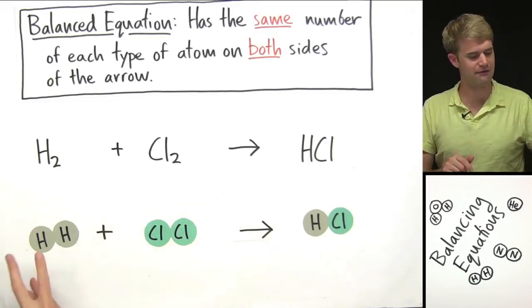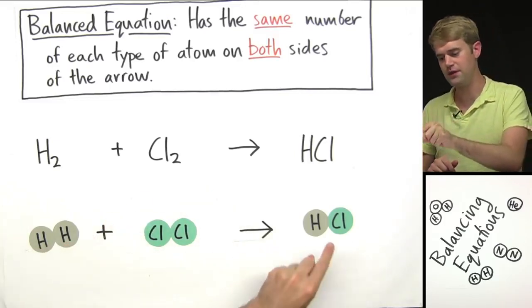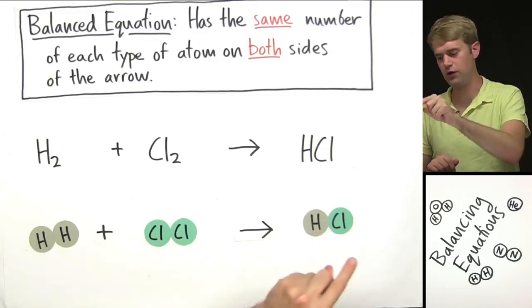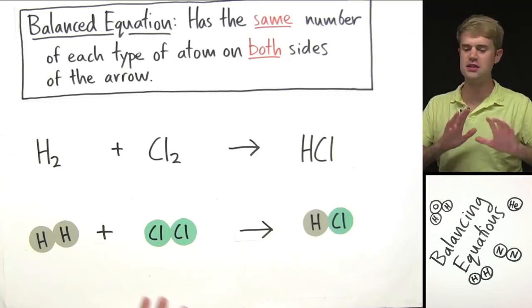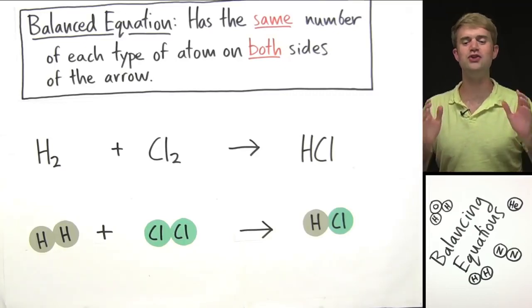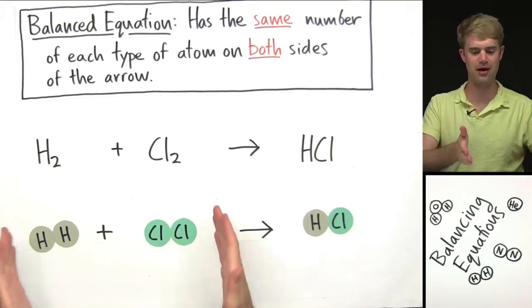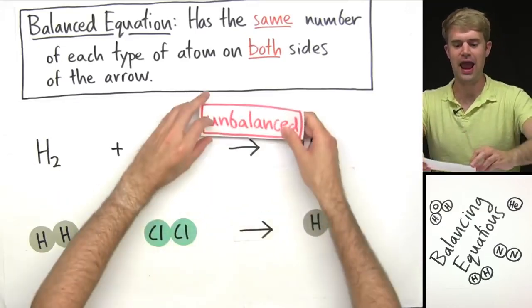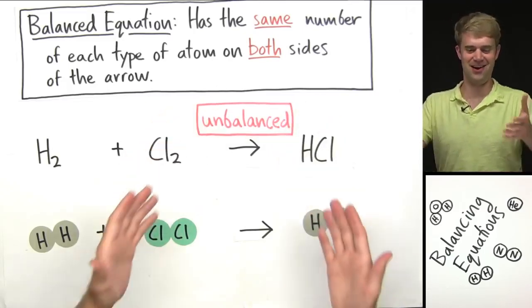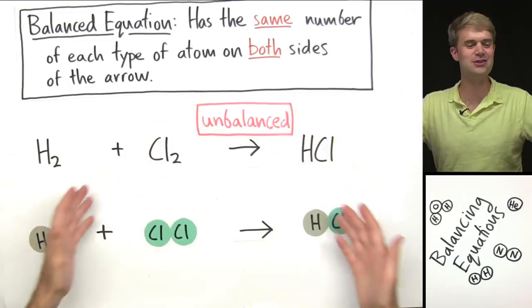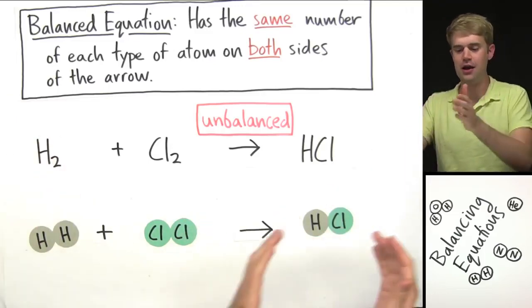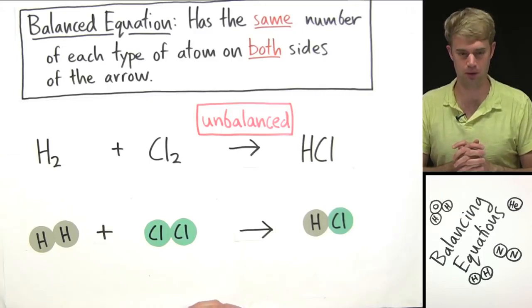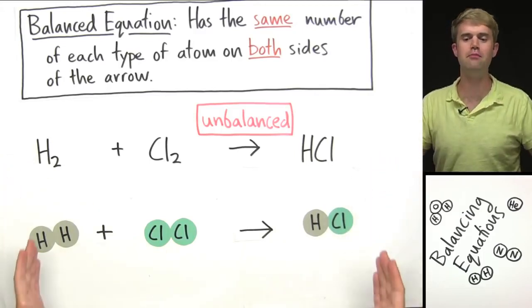On this side of the arrow, I have 2 hydrogen atoms. Over on this side, I only have 1. Over here, I have 2 chlorines, and over here, I only have 1. So this is not a balanced equation. We don't have the same number of each type of atom on both sides. This isn't a balanced equation, so we call it an unbalanced equation. Unbalanced is just the word for an equation that's not balanced. It has different numbers of one or more of the types of atoms on the 2 sides of the arrow. So this is currently an unbalanced equation.